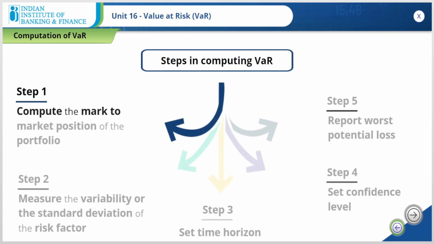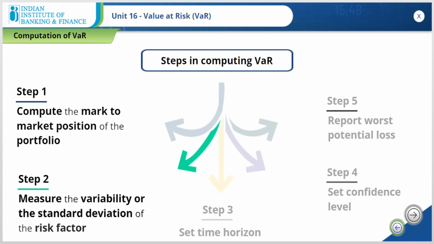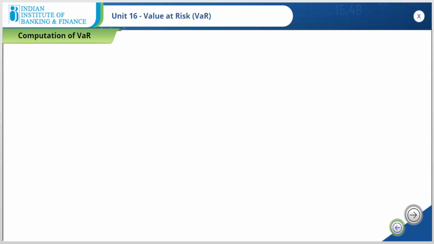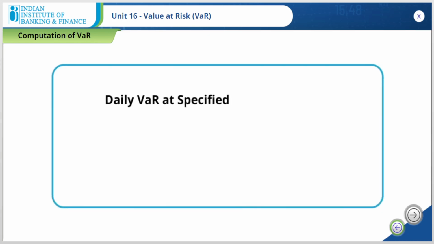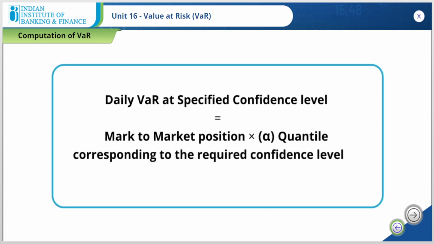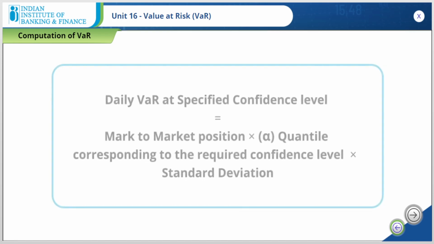Step 1. Compute the mark-to-market position of the portfolio. Step 2. Measure the variability or the standard deviation of the risk factor. Step 3. Set time horizon. Step 4. Set confidence level. Step 5. Report worst potential loss. Let us now look at the formula for daily VaR at a specified confidence level: it is equal to the mark-to-market position times alpha, the quantile corresponding to the required confidence level, times the standard deviation.